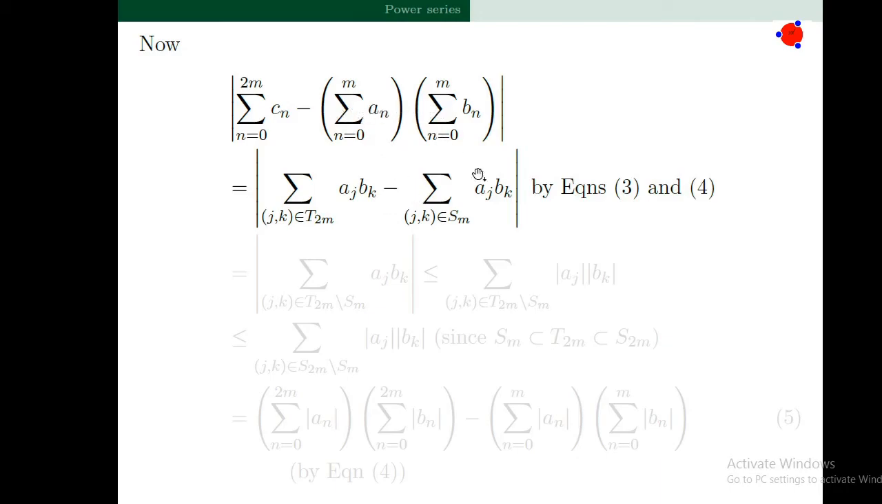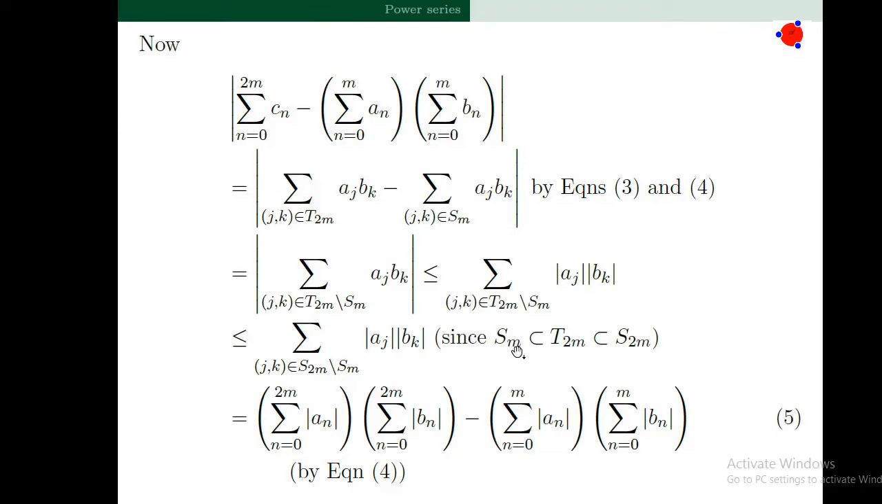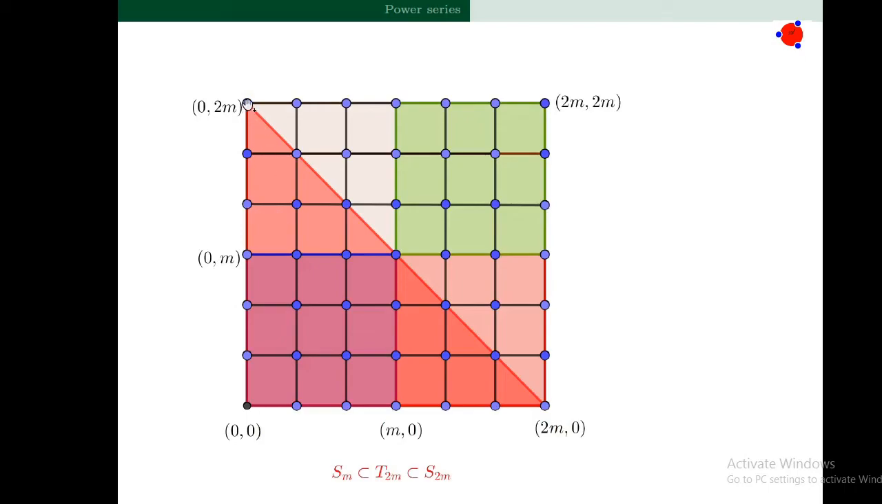and this product can be written as summation aj bk, jk varies over Sm. But this difference can be written as summation aj bk, jk varies over T2m difference Sm. Note that Sm is contained in T2m and T2m is contained in S2m. Here S2m is the set of all lattice points in the square 0, 2m cross 0, 2m, the set of all lattice points in the square.